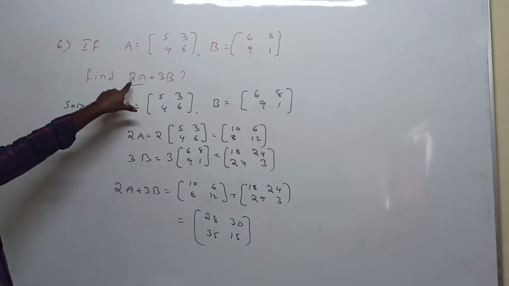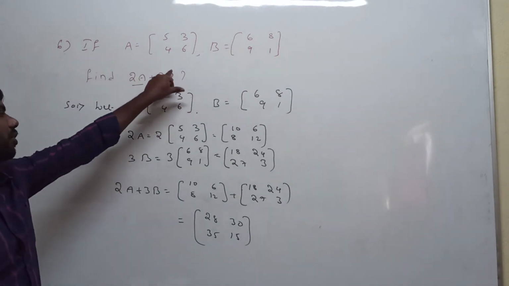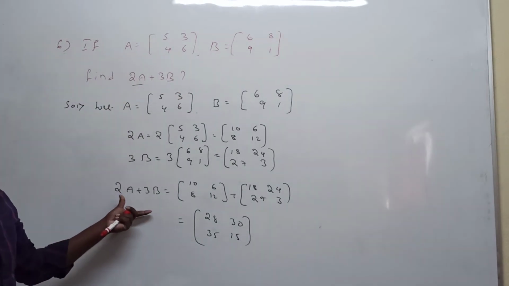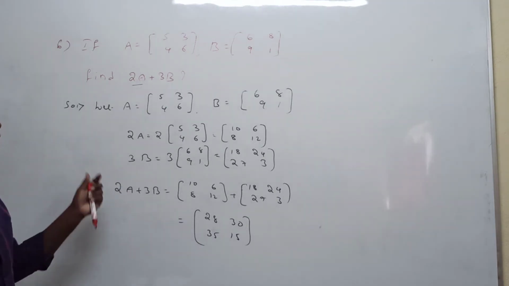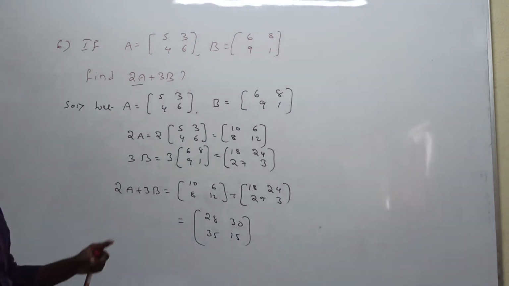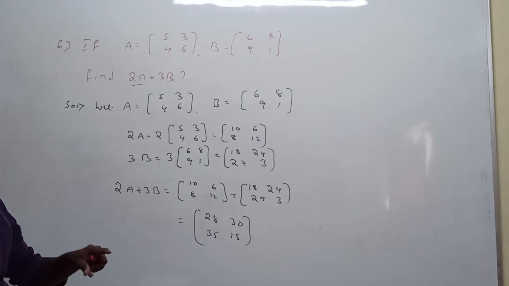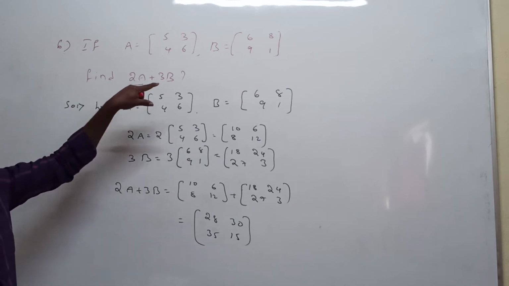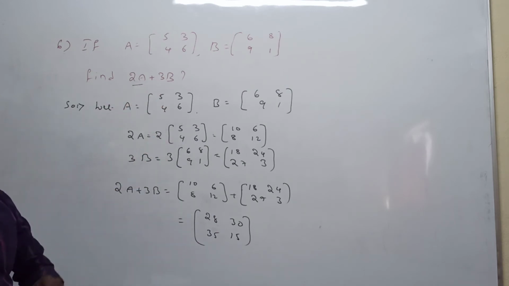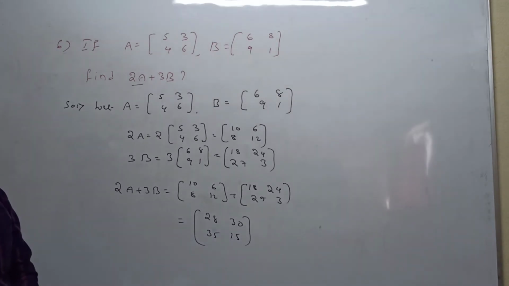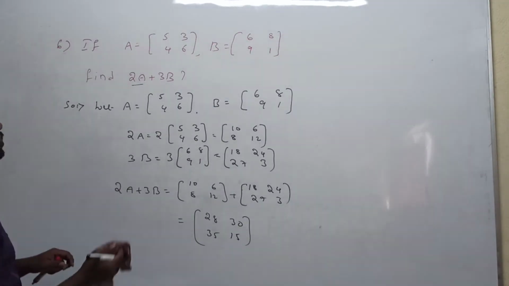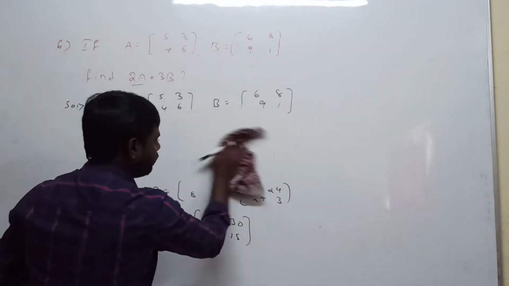So we can do the 2a value and 3b value separately. After that we can add the 2a value plus the 3b value. Or else we can apply directly 2 into substitute A matrix plus 3 into substitute B matrix. After each element multiplied by 2, after each element multiplied by 3, we can add the corresponding elements. So everyone understood how to do the sum of two matrices? Next we are going to the 7th problem.